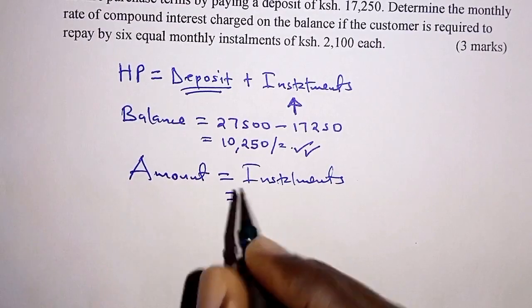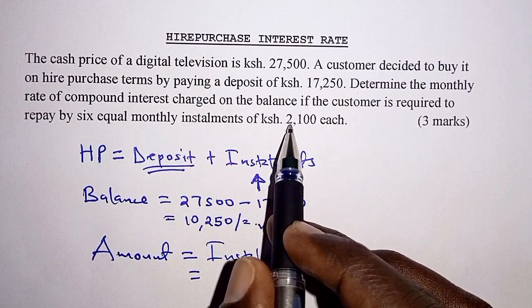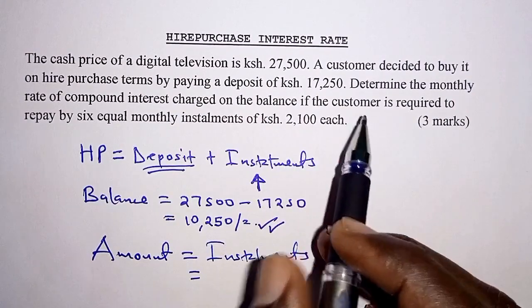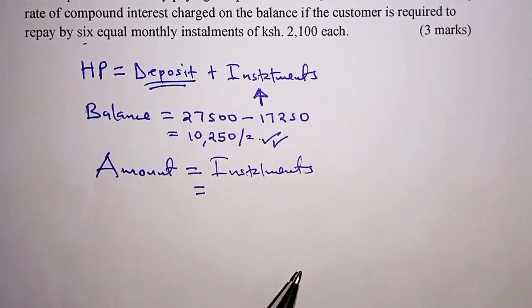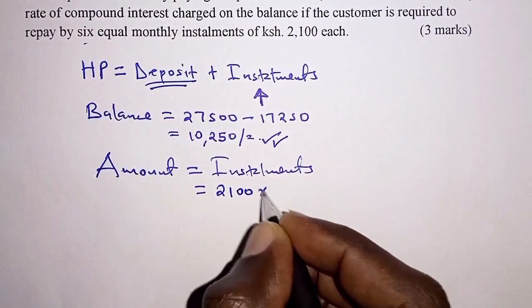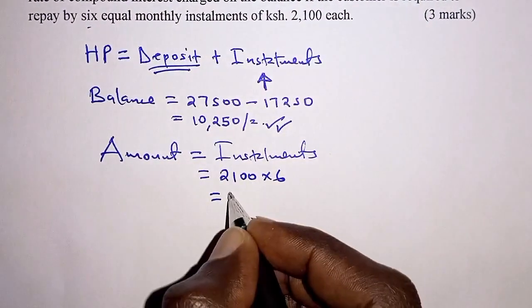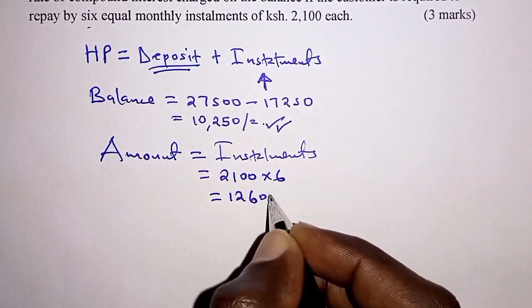And we're told that each month the customer pays 2,100 shillings, and that is done in 6 months. So we are going to have 2,100 times the 6 months. That gives us a total of 12,600 shillings.